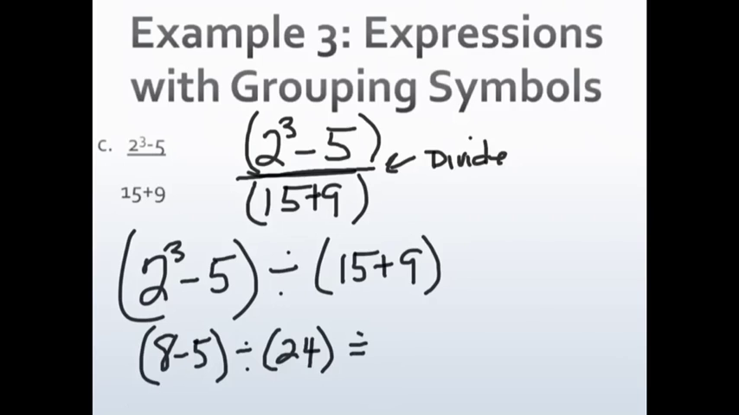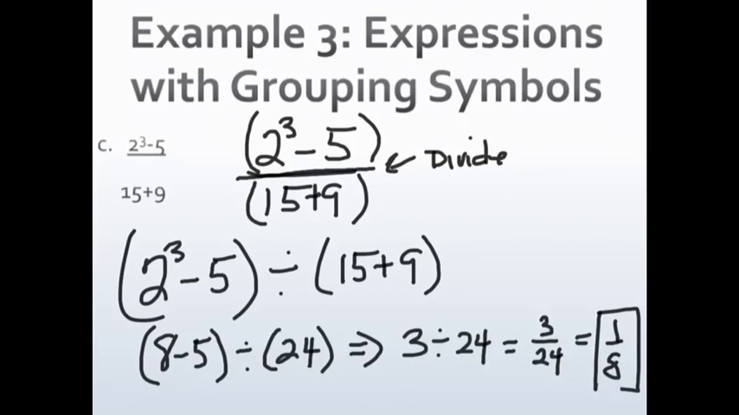And then continuing on, 8 minus 5 is going to give me 3, so I end up with 3 divided by 24, which I can then write in the handy fraction form, 3 over 24. Anybody can reduce it? Do it? Yes, 1/8 is my final answer. Yay!